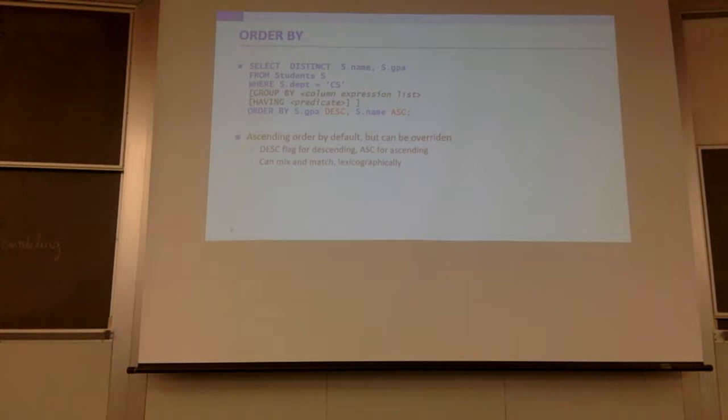If the first unmatched letter of the first tuple is smaller than the first unmatched letter of the second tuple, then the first one is placed before the second one in the lexicographical order. Okay, so that's ascending. So basically, you can mix and match all the descending and ascending specs here.